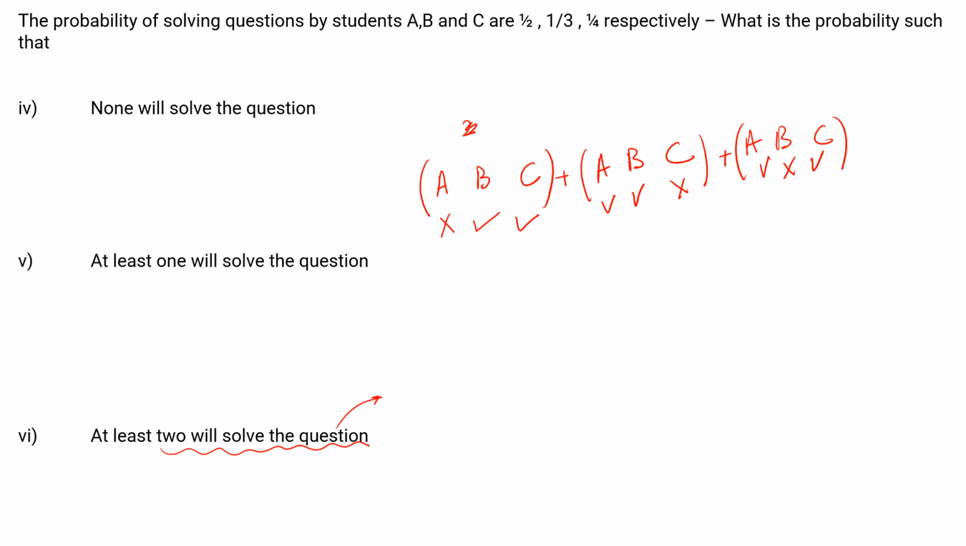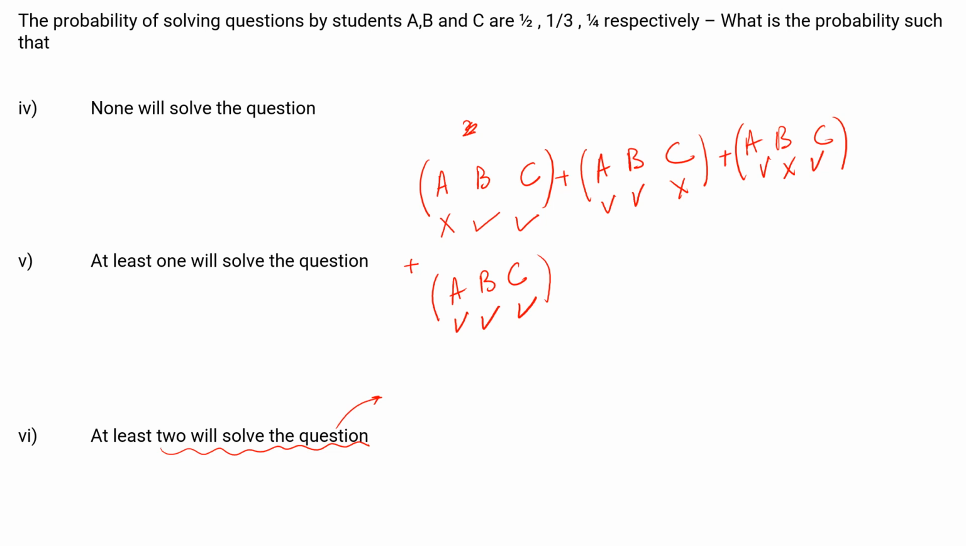At least two will solve the question. So maybe there is a possibility that all will solve the questions, right? Means A, B and C all will solve the question. So either there is a case that two will solve the question or all will solve the question. So over here just put the probabilities.